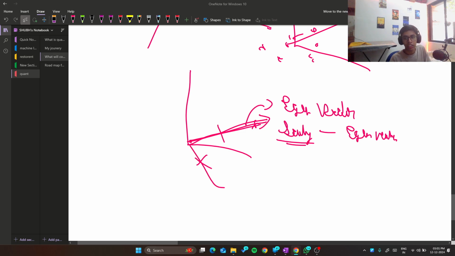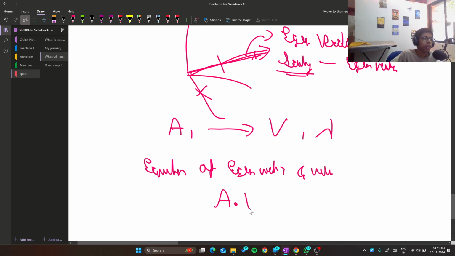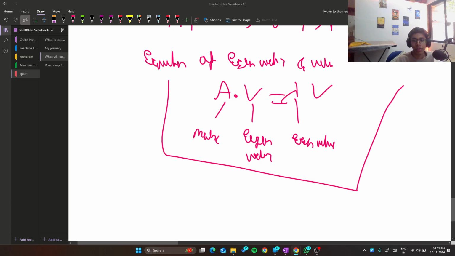In a more definite way, let's say there is a transformation matrix A, and after transformation we get eigenvector v, and its eigenvalue, let's say lambda. So the equation of eigenvector and eigenvalue is A times v equals lambda v. Here A is our matrix, v is the eigenvector and lambda is the eigenvalue. So this is the form in which we show our eigenvalue and eigenvector.